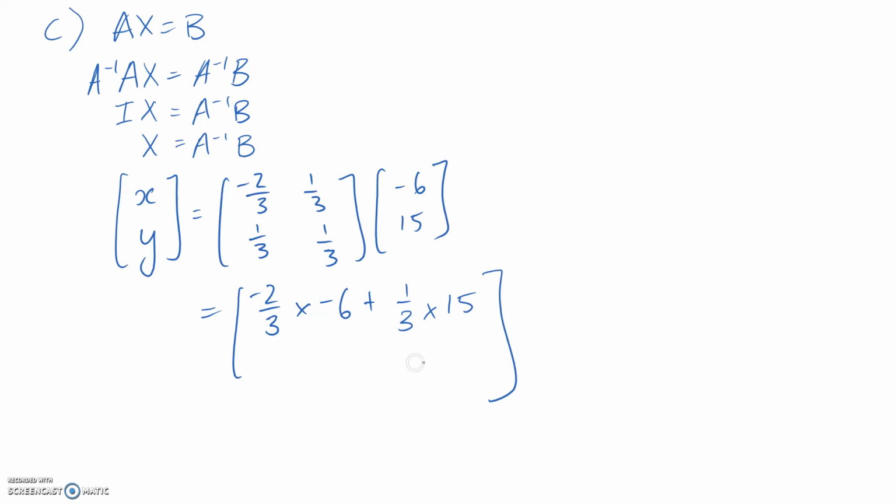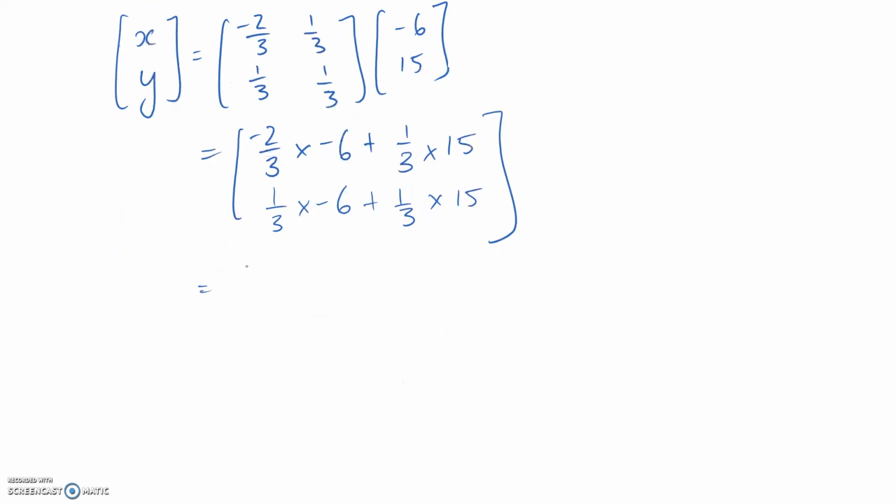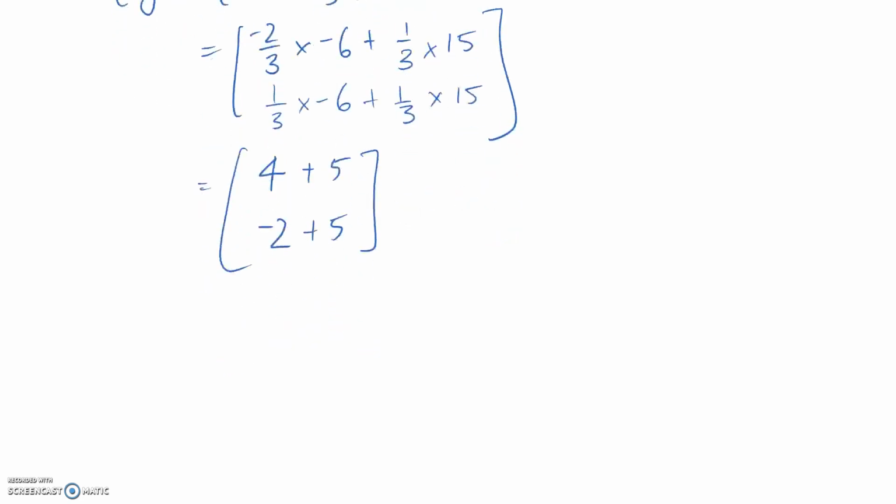And then for our second element, we're going to get 1/3 times negative 6 plus 1/3 times 15. So simplifying this out, 2 times 6 is going to give us 12, and then that gets divided by 3. So overall we're left with 4. And this is going to be 15 divided by 3, so that's 5. Here we've got negative 6 divided by 3, so that's going to leave us with negative 2. And 15 divided by 3, we've got the plus 5.